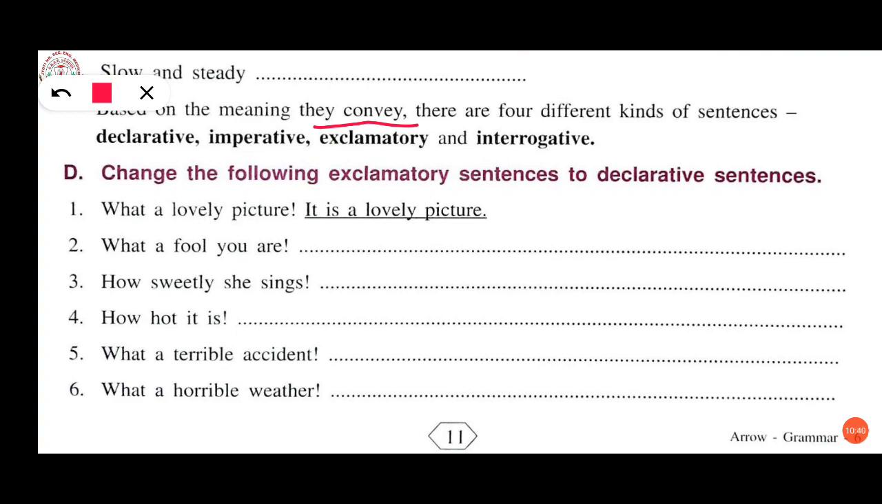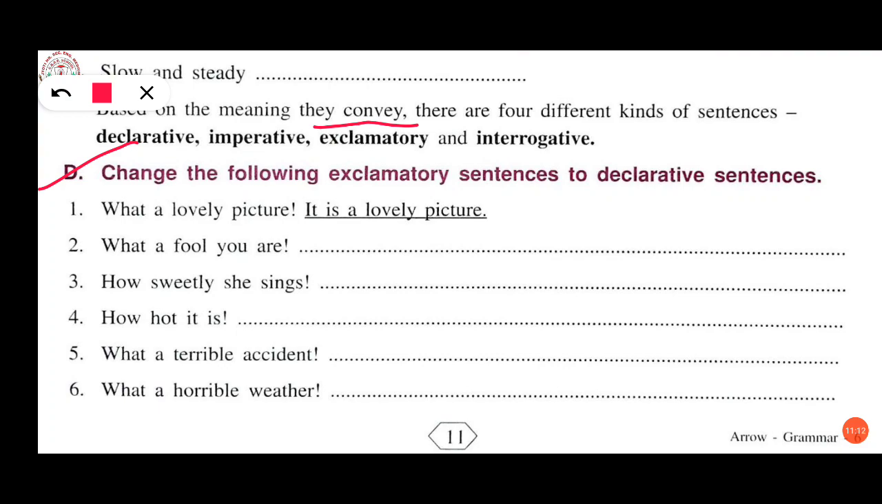Now D1, question D is given. Change the following exclamatory sentences to declarative sentence. Children, exclamatory sentence is where you express your feelings of happiness or emotions. Now declarative means, I explained you that when you are giving a statement to someone, you have to put full stop at the end of sentence while writing declarative sentence.